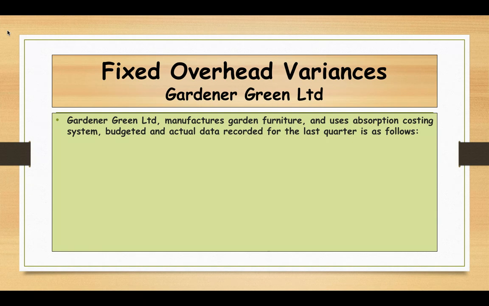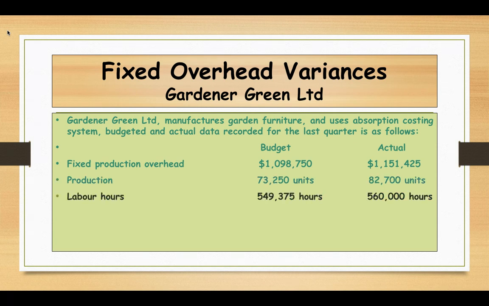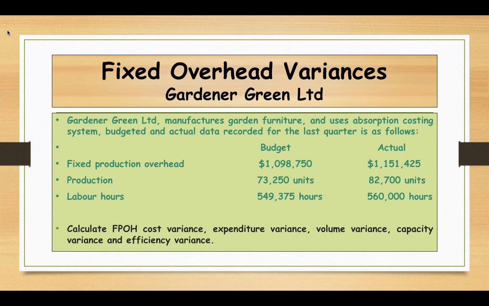Budgeted and actual data recorded for the last quarter is as follows. So they have given the fixed production overhead budgeted and the actual figure, production budgeted and the actual figures, as well as the budgeted labor hours and the actual labor hours. Now we need to calculate all these fixed overhead variances.